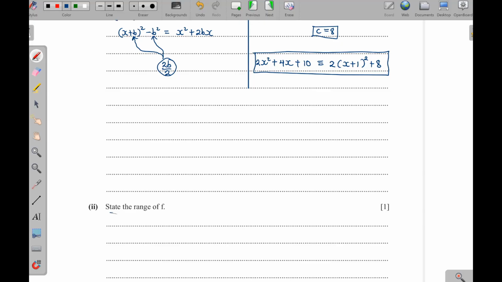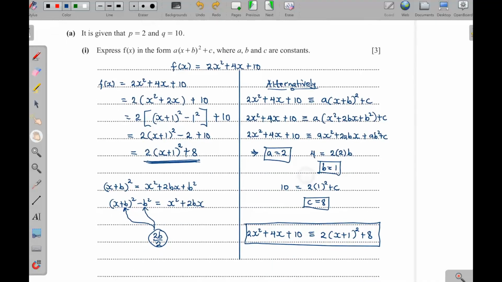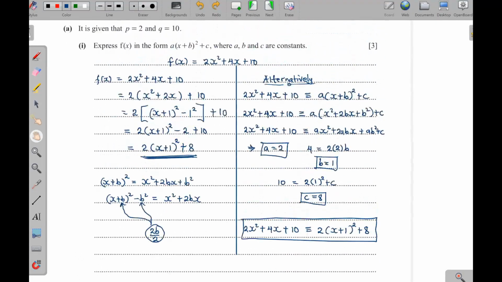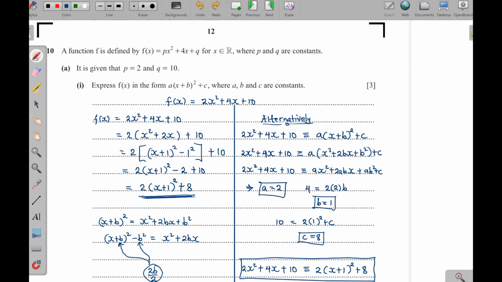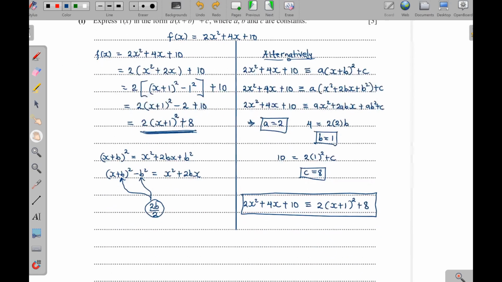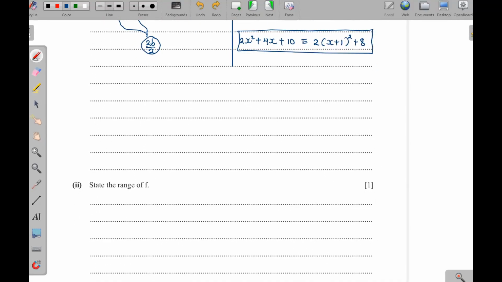Next, state the range of f. Now this is part A. It has Roman 1 and Roman 2. So the Roman 2 is also under this where P is equal to 2 and Q is equal to 10. Now here, the x values, the real values, it is open-ended. Now the coefficient of x squared is positive.